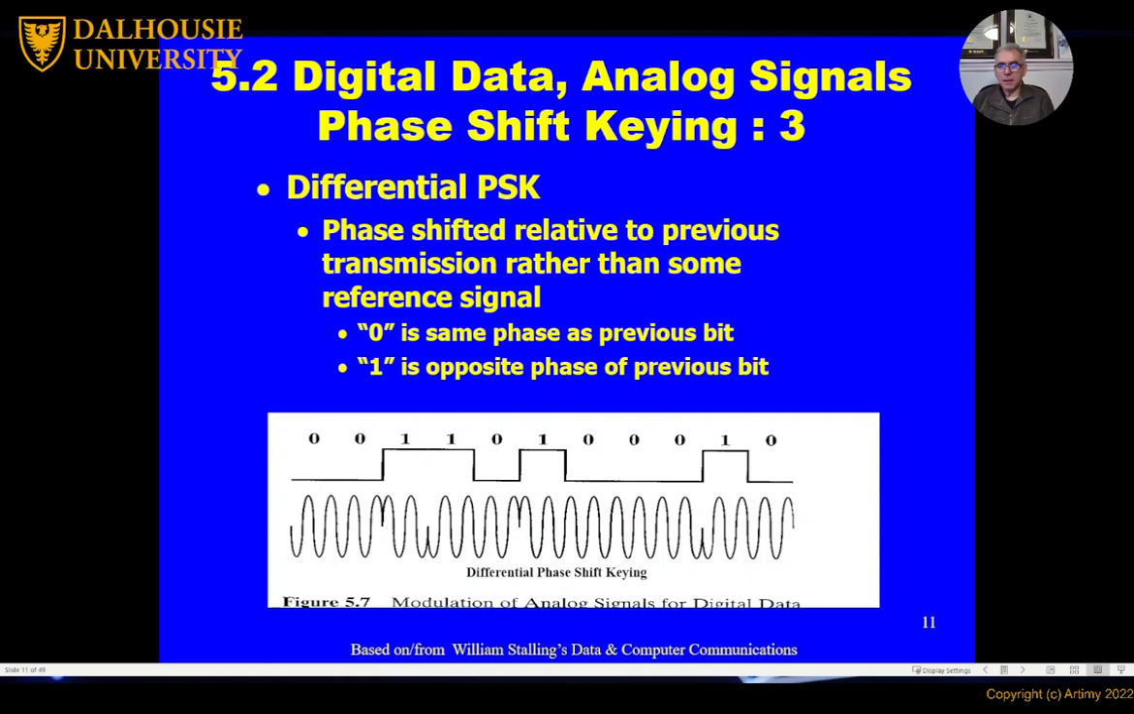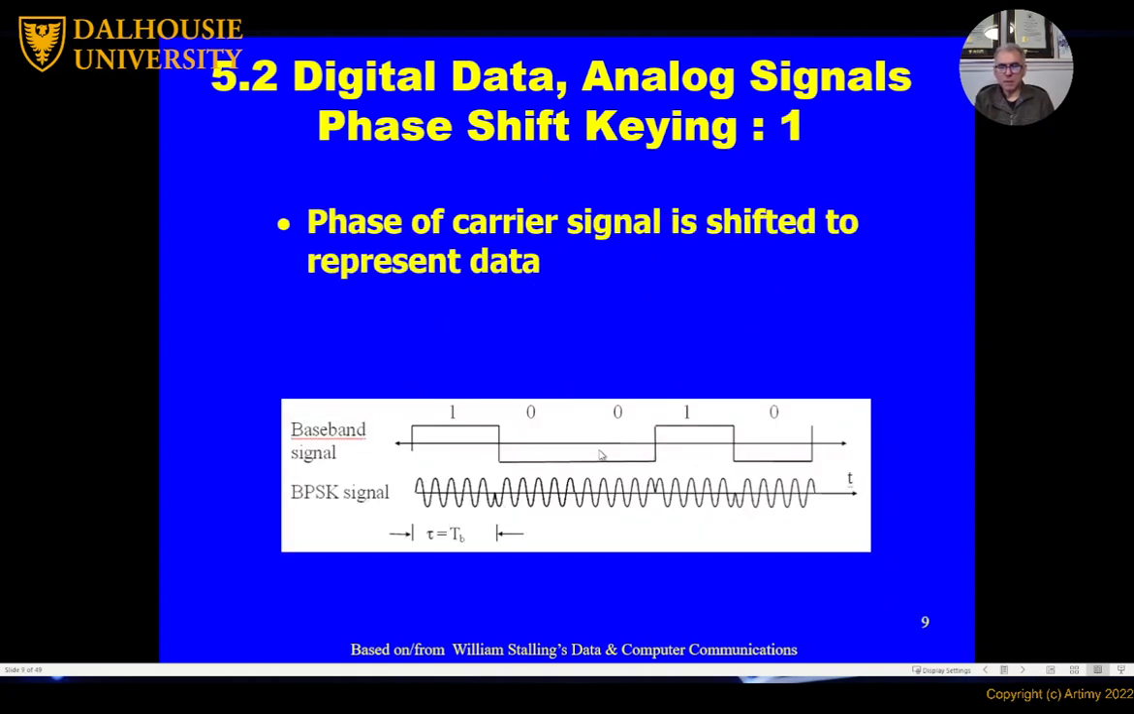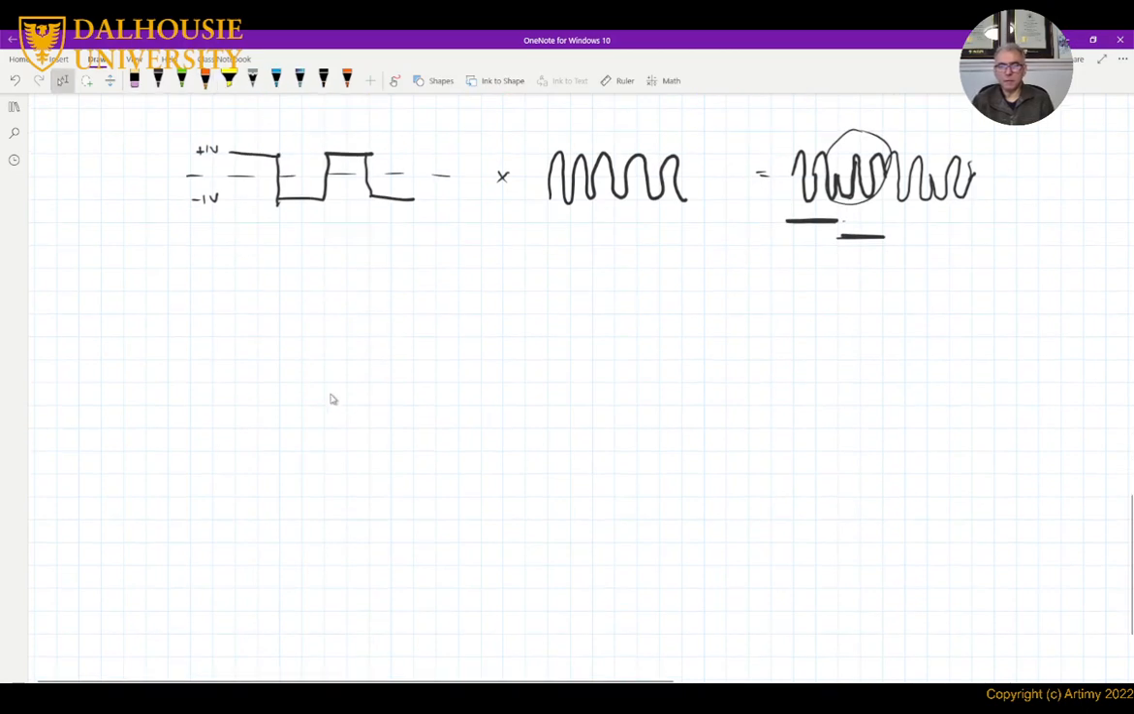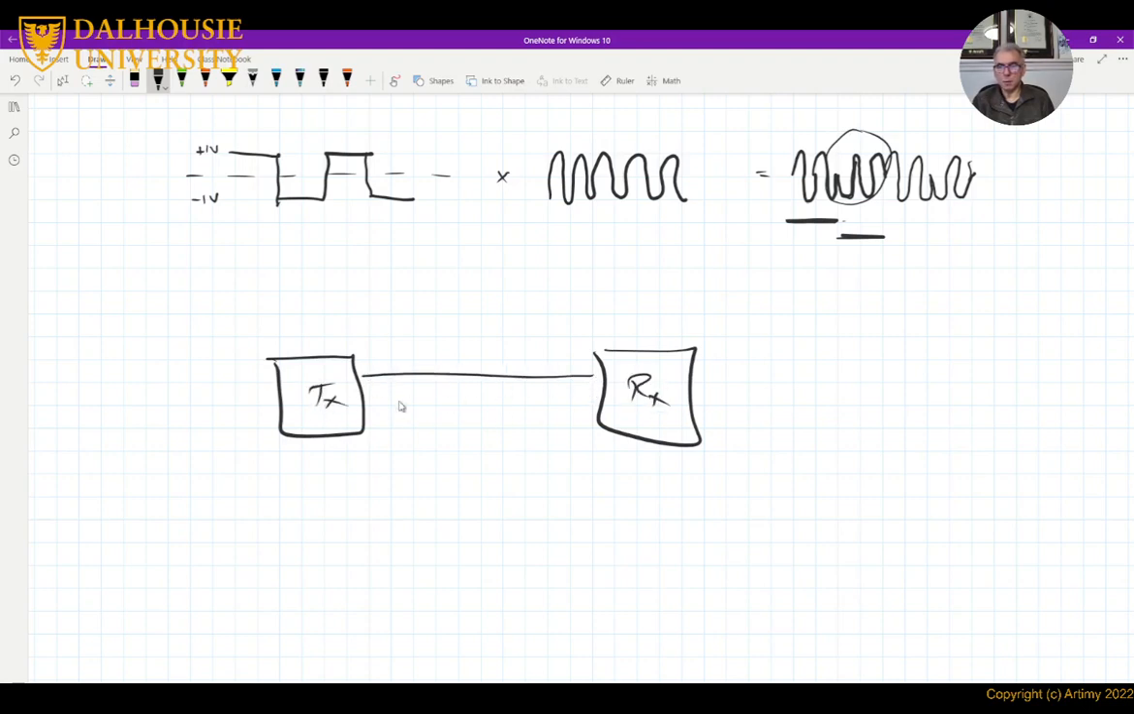I can use the same technique as we saw in the encoding to avoid the polarity issue. As I said before, if somebody flips the wires, I always need two wires to transmit a signal between two devices. So if I have a transmitter and a receiver, this is the transmission, this is the reception, and I need two wires. One of them is the ground.